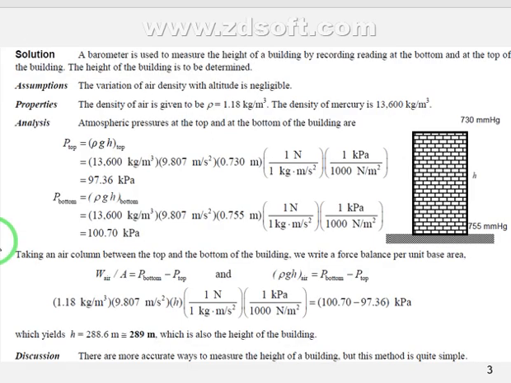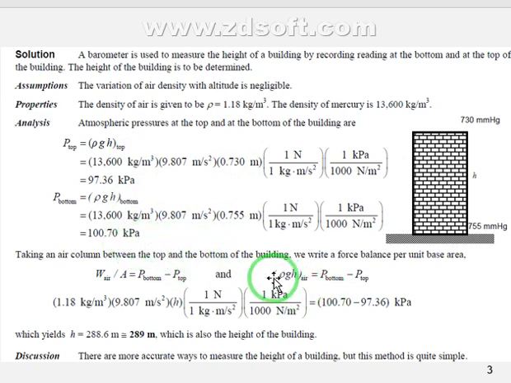By the way, we can solve this example by many methods, but let's see what the book method is. They calculate the pressure in the tube in kilopascals. So we convert rho gh to kilopascals: 97.3 kilopascals at the top, and at the bottom, 100.7 kilopascals. Very simple, right? Because we have this reading here.